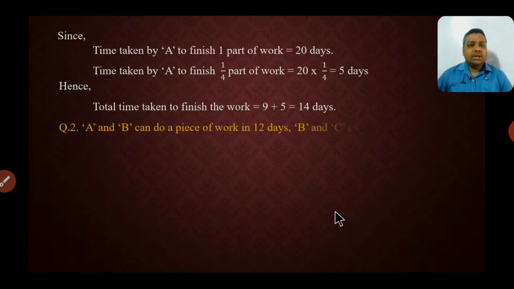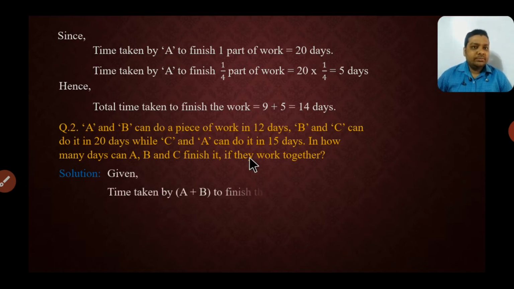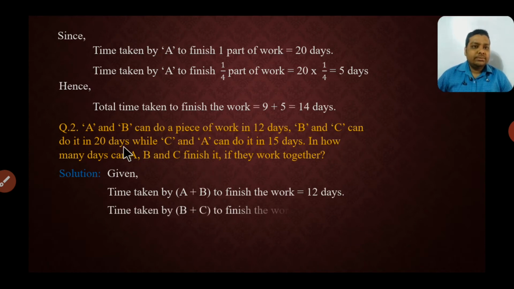Now the next question is: A and B can do a piece of work in 12 days, B and C can do it in 20 days, while C and A can do it in 15 days. In how many days can A, B and C finish it if they work together? Let's find what is given first. Time taken by A and B both is 12 days, time taken by B and C both is 20 days, and time taken by C and A both is 15 days.